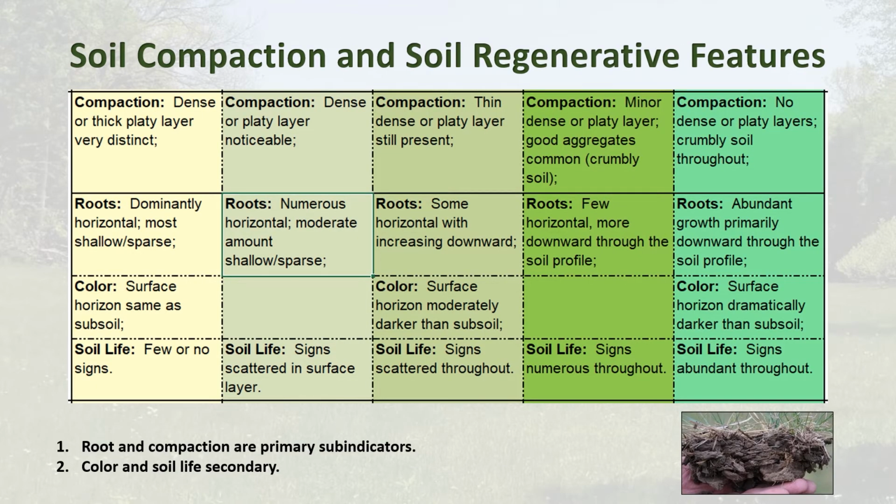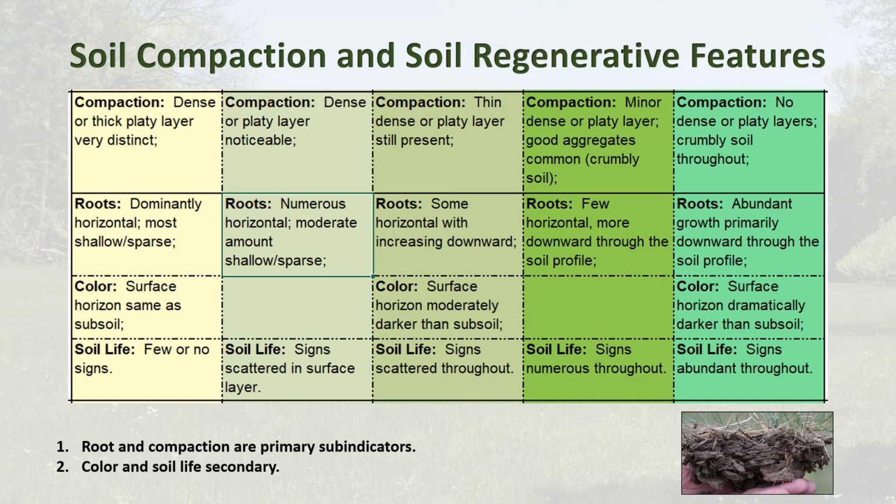Let's now look at soil compaction and soil regenerative features. These indicators focus on the soil structure, plant roots, organic matter, and soil life. We want deep growing roots, good water holding capacity for plant productivity, plant health, and nutrient density. Healthy soil makes healthy plants and helps grow healthy animals.